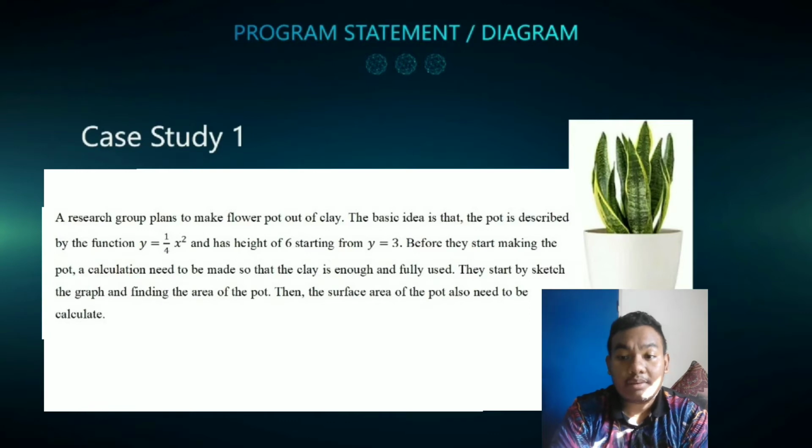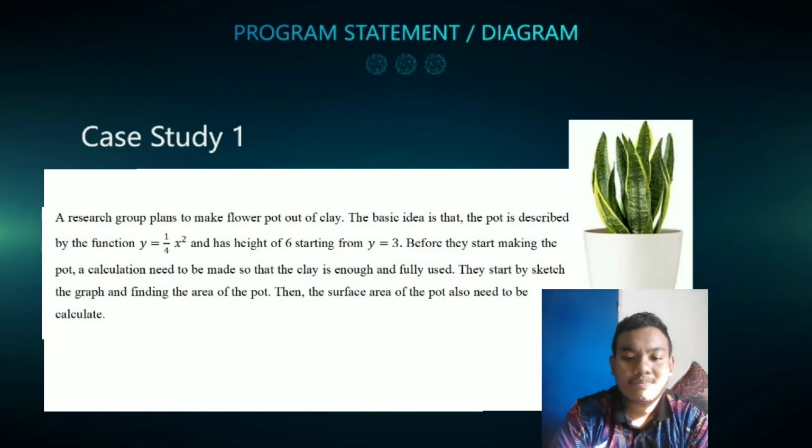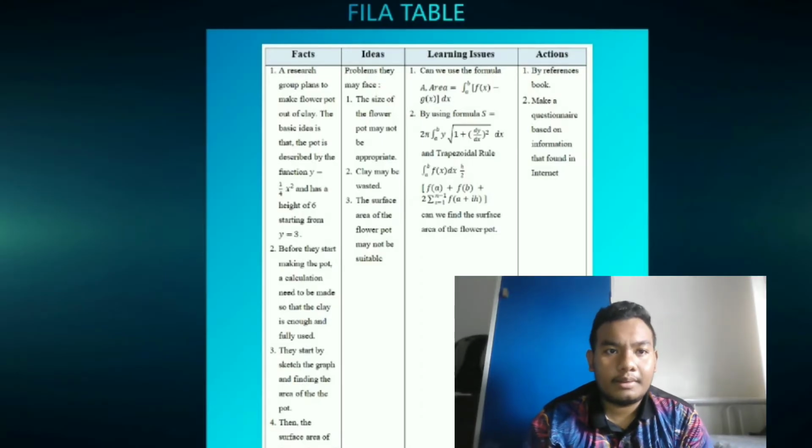Before they start making the pot, the calculation needs to be made so that the clay is enough and fully used. They start by sketching the graph and finding the area of the pot. Then the surface area of the pot also needs to be calculated. Okay, for the FILA table, F is for fact, I for idea, L for learning issue, and A for action.